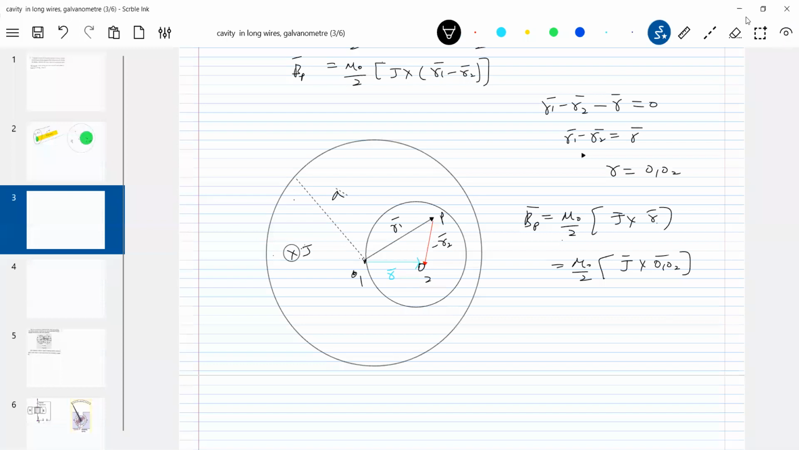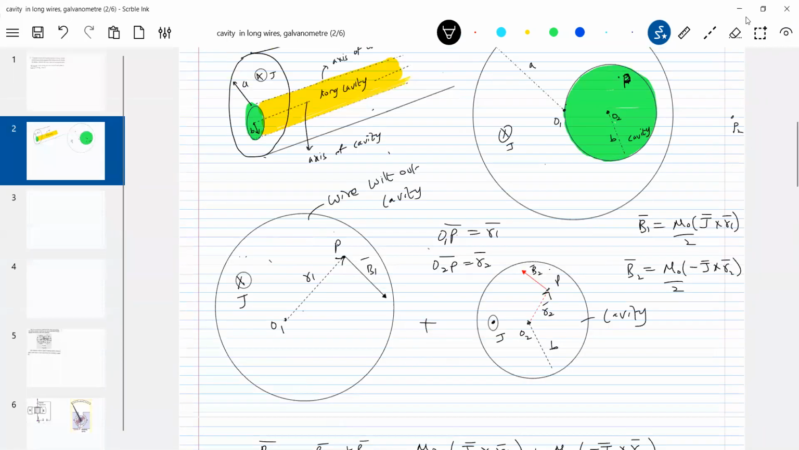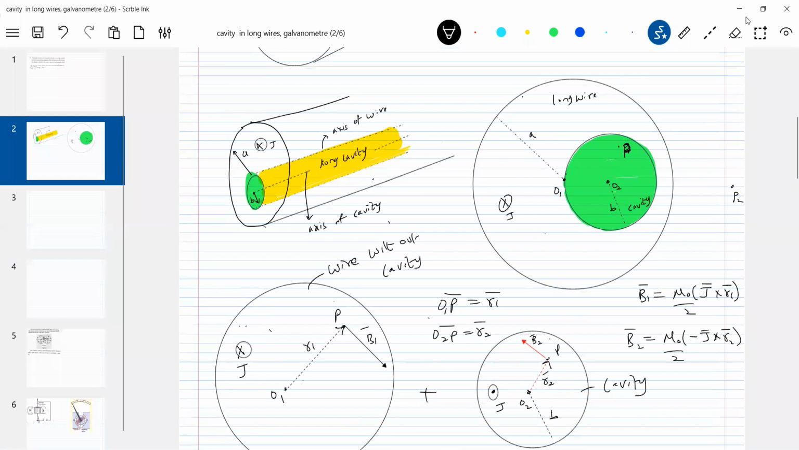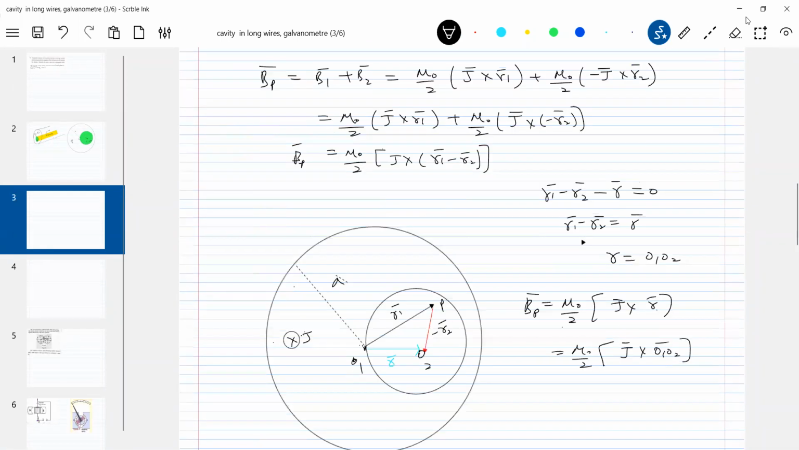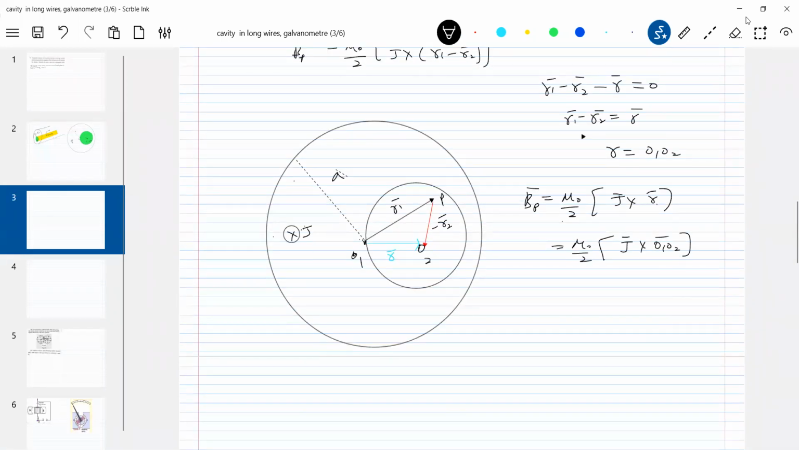And what is O1O2? For this, O1 is A and O2 is B. So A minus B it is. So what is the magnitude of that? Magnitude should be mu naught J by 2 times A minus B. So the magnitude is mu naught J by 2 A minus B, and it will be a constant value. So what is the field inside the cavity? It will be uniform. What about the direction?